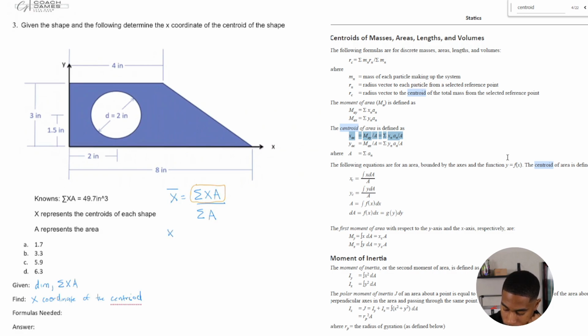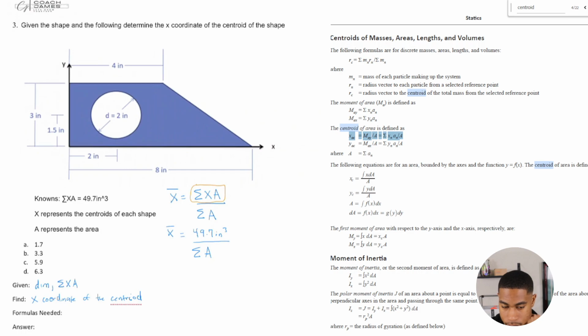So now we can plug that in. So we could say x bar is equal to 49.7 inches to the third all over the sum of a. All right, what would the sum of a be? Well, it's the sum of our areas, right? So how do we get that? Well, we find the areas of each piece.